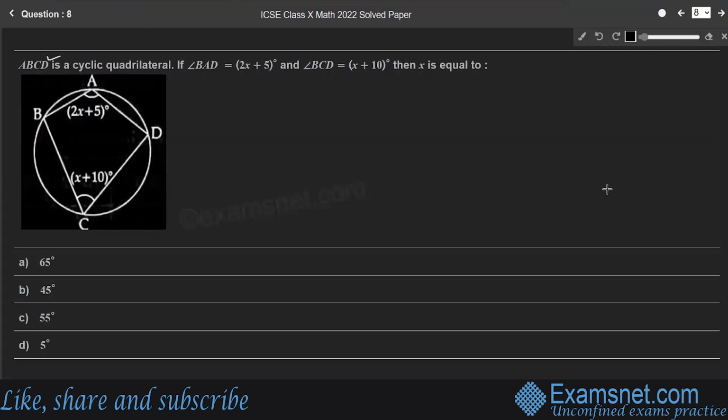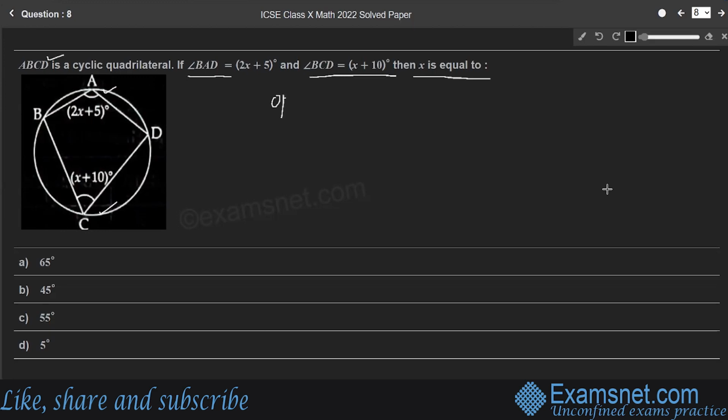Question 8. ABCD is a cyclic quadrilateral. If angle BAD is 2x plus 5 degree and angle BCD is x plus 10 degree, then x is equal to. So we know that opposite angles of a cyclic quadrilateral are supplementary. Here A and C are opposite angles, right? Therefore, their sum is 180 degree, right?